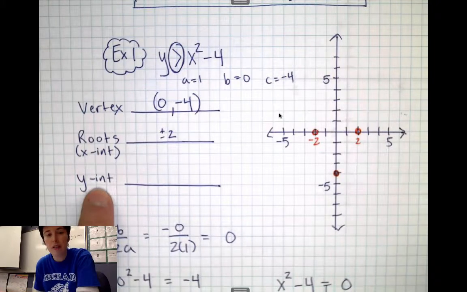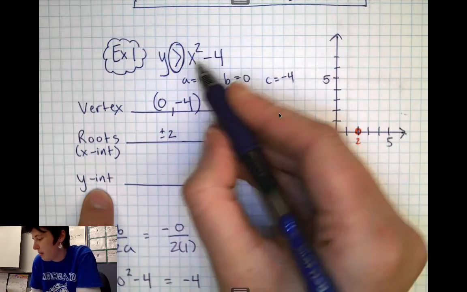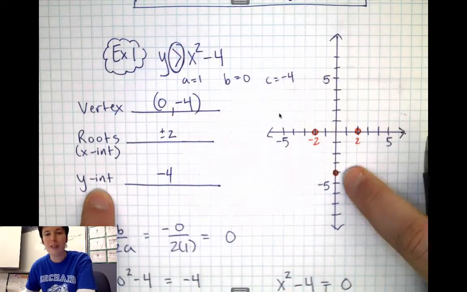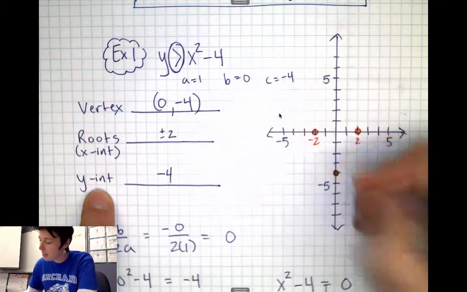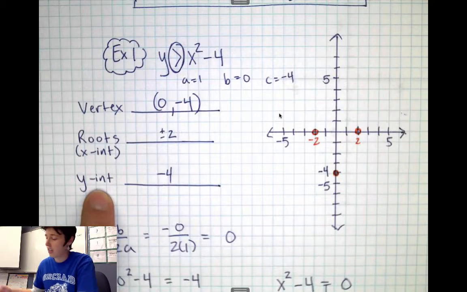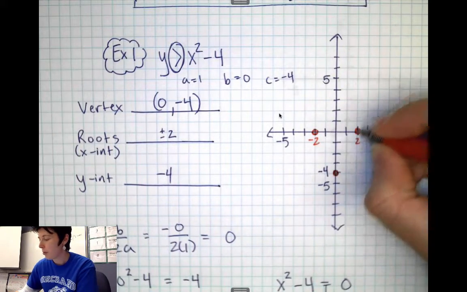The y-intercept, well, that's easy. If I put 0 in for x, it's a minus 4. And I already see the y-intercept because we had already placed it on our graph earlier. It happens to be our vertex. So I'm going to connect this parabola.